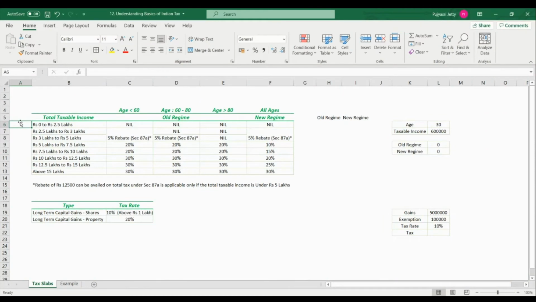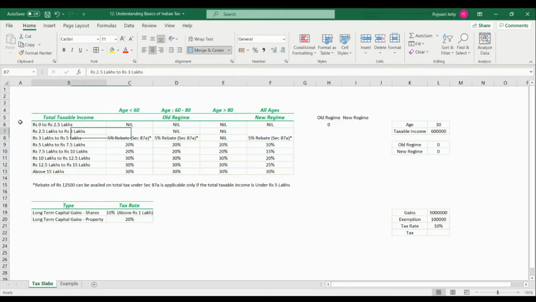First, let's see how to calculate the tax that needs to be paid if taxable income is given. Let's say for a person aged 30 years, the taxable income is 6 lakhs. Then let's see the tax that needs to be paid under both old regime and new regime. Under old regime, as you can see, for 0 to 2.5 lakhs, the tax that needs to be paid is nil. So it is 0.